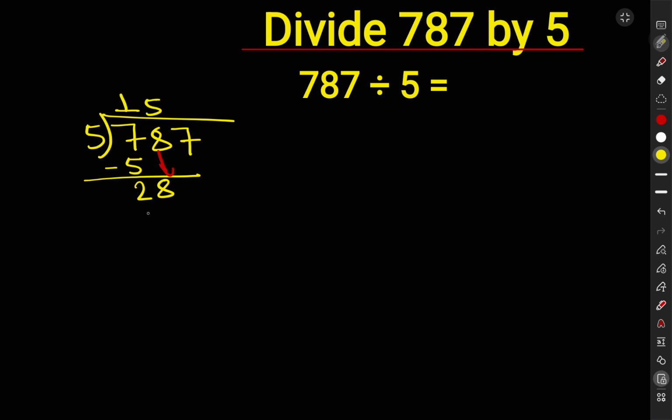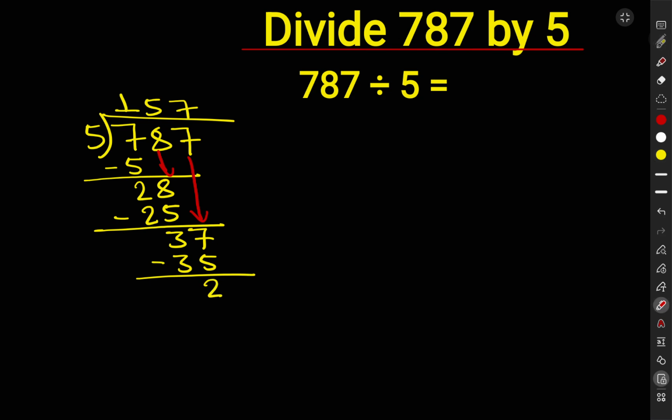5 times 5 is 25. On subtracting we get 3. So again we put down this 7 and it is 37. 5 times 7 is 35. On subtracting we get 2.